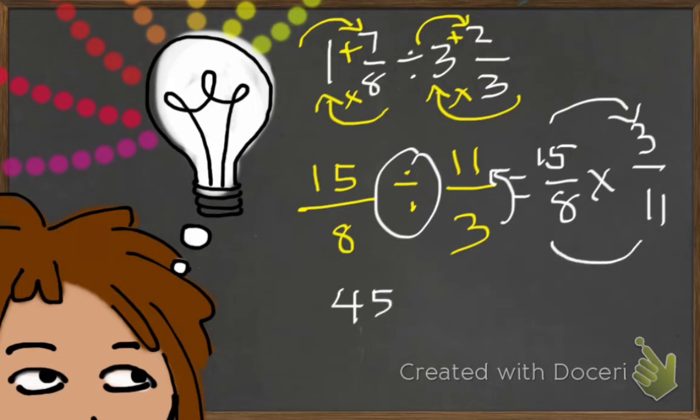And multiply the denominators. So 8 times 11 equals 88. And 45 over 88 is our final answer.